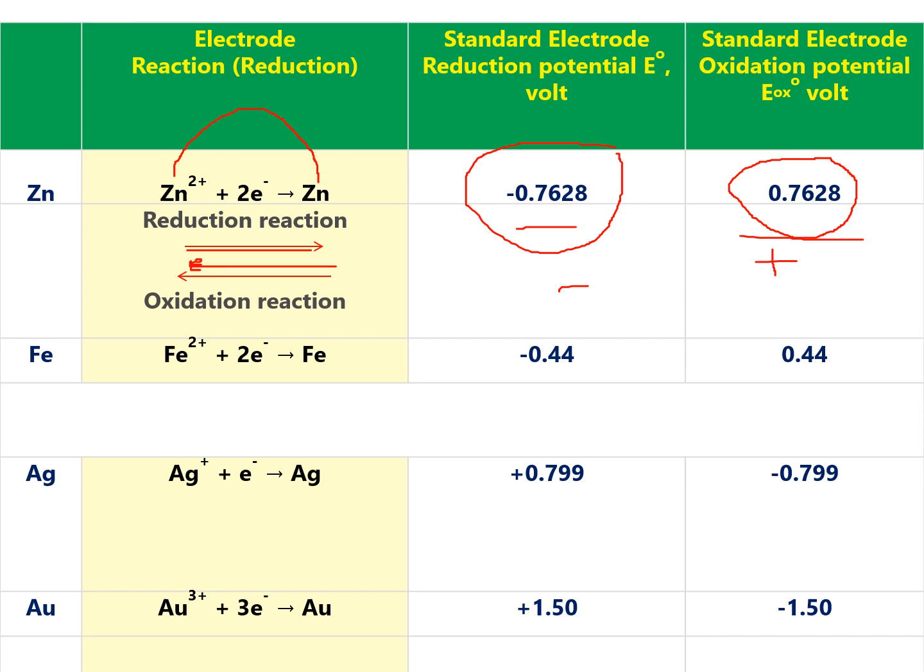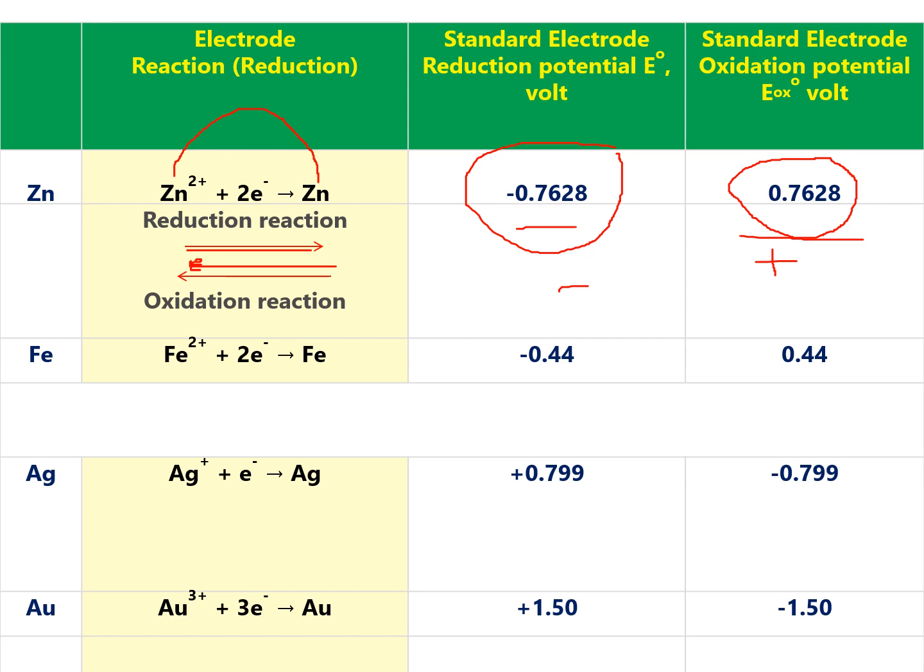Zn2+ converting into zinc is called reduction, and the reduction potential value is a negative one. Zinc converting into Zn2+ is an oxidation reaction, and the oxidation potential is a positive one. That's why if you keep zinc metal in the environment, it spontaneously converts into Zn2+ by interacting with the environment. Why? Because its oxidation potential is a plus value.